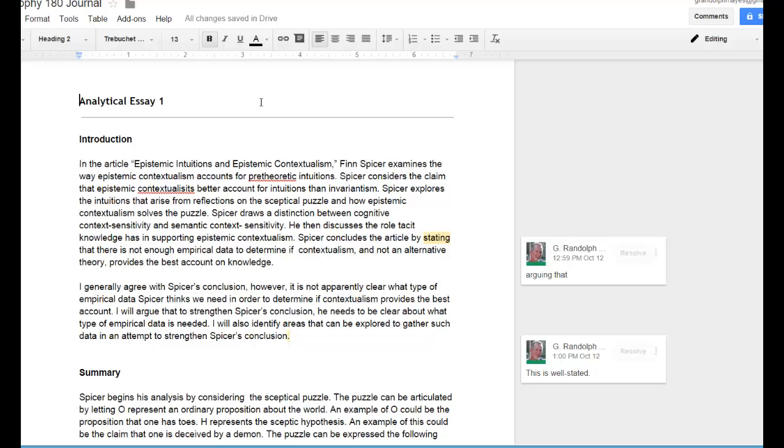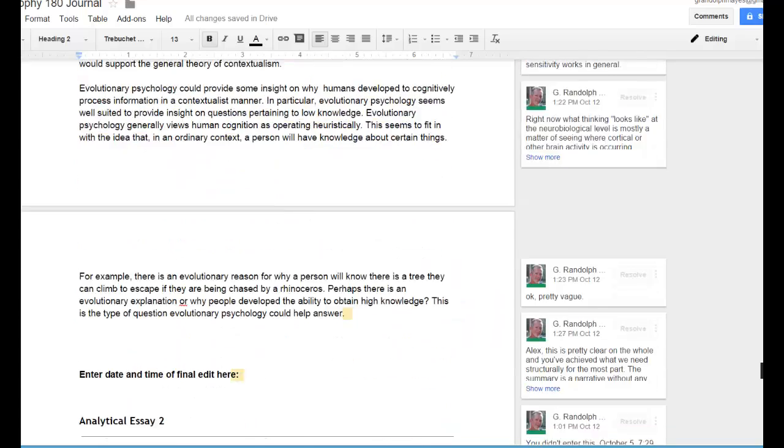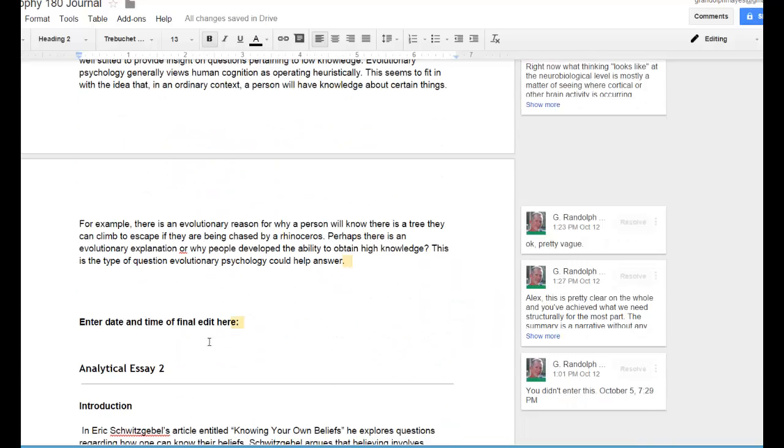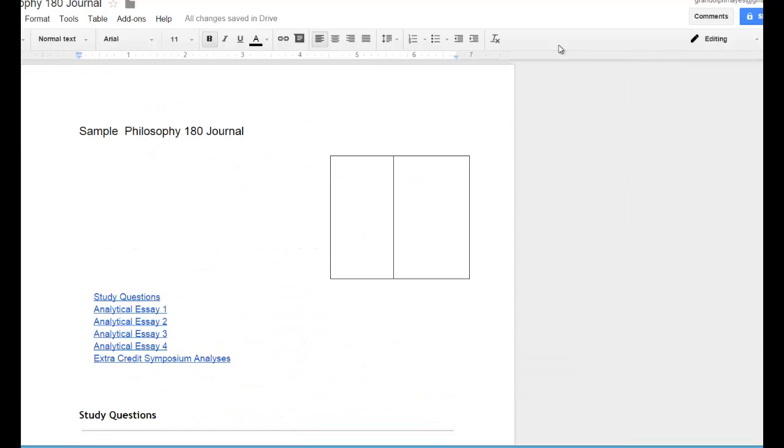So don't write your name anywhere here. Don't write your name up here. Your name is already on this journal, so I don't need to see it anywhere else. And I know the date that you submitted it because you will be writing that on the very bottom right here. This person didn't actually do that the first time, but please remember to do that. All right.